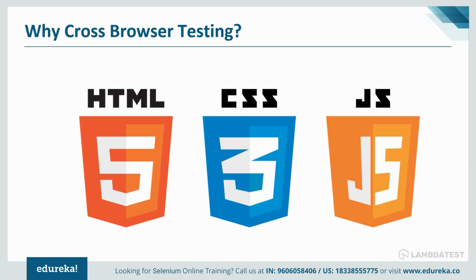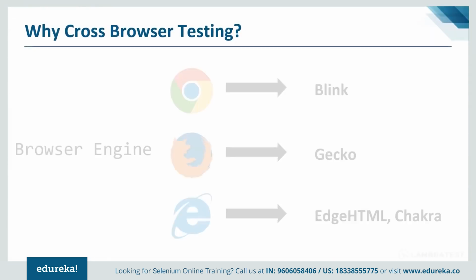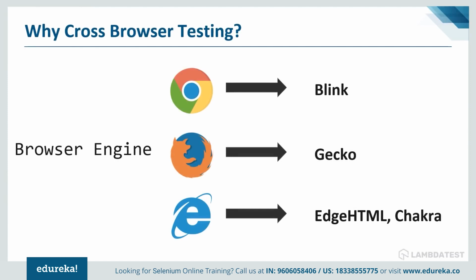However, each browser uses a completely different rendering engine to compute these three technologies. For example, Chrome uses Blink, Firefox uses Gecko, and Internet Explorer uses EdgeHTML and Chakra, because of which the same website would be rendered completely differently by all these different browsers. And that's why you need cross-browser testing.